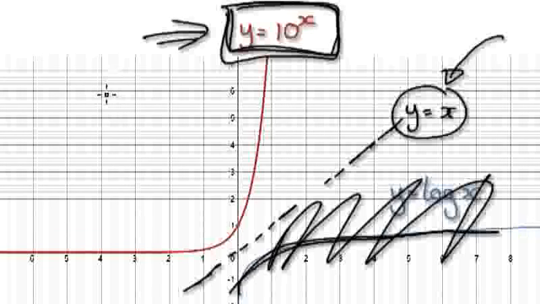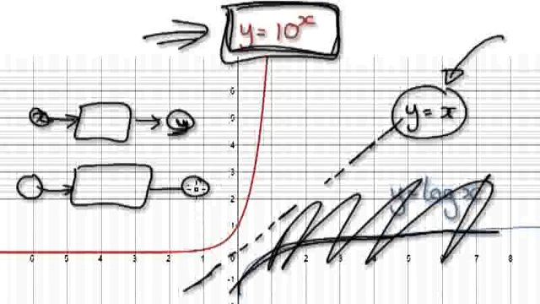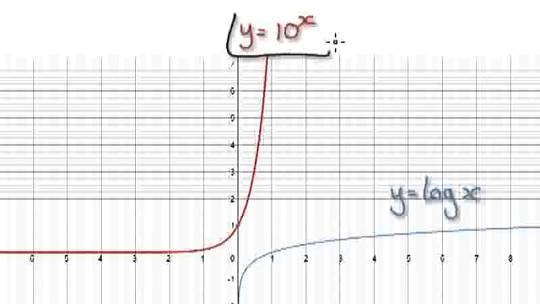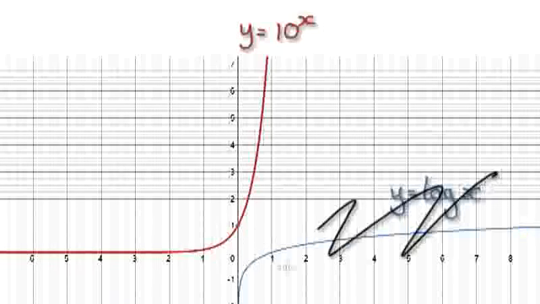Because when you have a machine here, and you put x into it, you get y. If you create a machine where you put y into it, it spits out the x. It's really the x and y that get switched around, giving you the impression that it's a reflection along the y equals x line. So whenever you want to create an inverse of a function, it will always turn out to be a reflection along the y equals x line here.